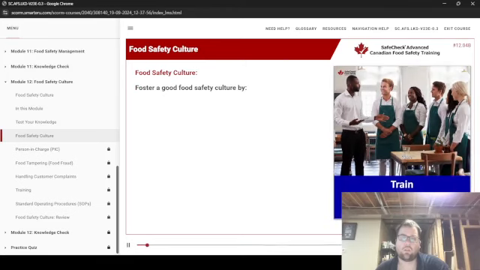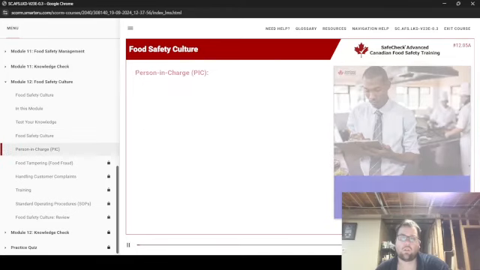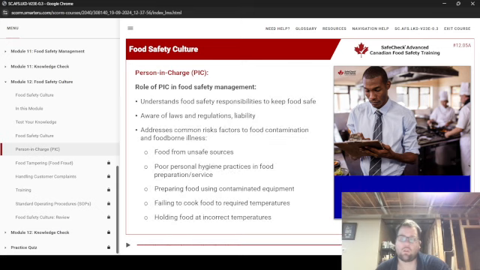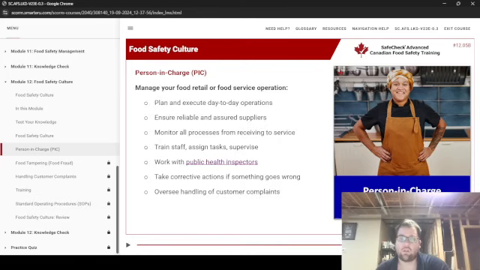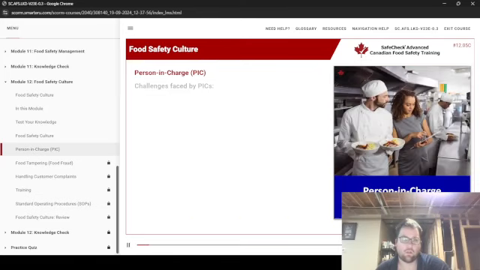According to the World Health Organization, a person in charge could. These are some of the responsibilities. Here are some challenges faced by.